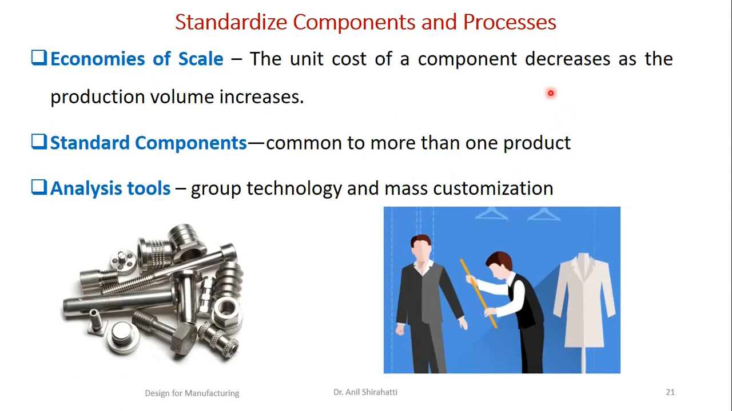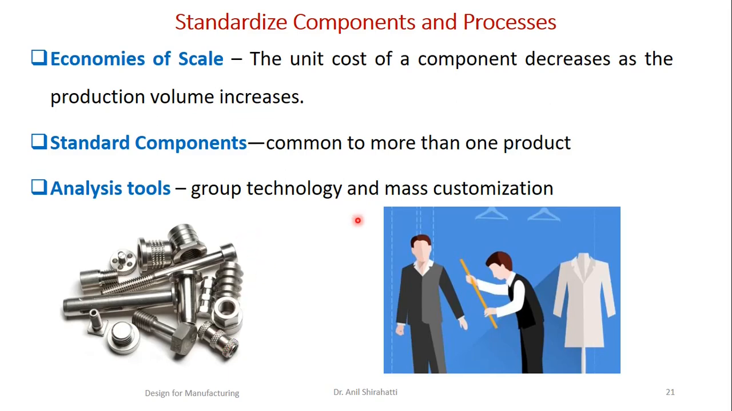Next is standardize the component and process. Economies of scale: the unit cost of a component decreases as the production volume increases. That is what we saw in the last slide. Then the standard component common to more than one product, analyze the tool, group technology and mass customization. So what are standard components? All those which are easily available in the market from different suppliers. If you use standard nuts and bolts, standard fittings, the overall cost of your component will get reduced without compromising on the quality of the product.